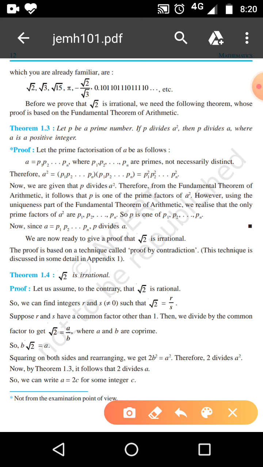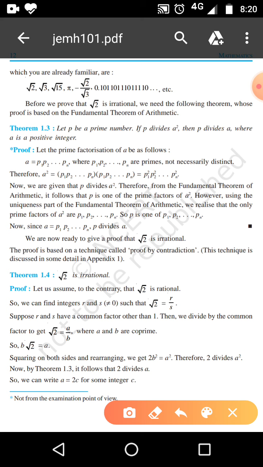Now we prove root 2 is an irrational number. For proving this, we note some points. First, if p divides a square, then p divides a. The second thing is, if you are given two positive integers p and q, then a rational number is p by q, where p and q are integers and p and q are co-prime. This is very important for proving root 2 is an irrational number.